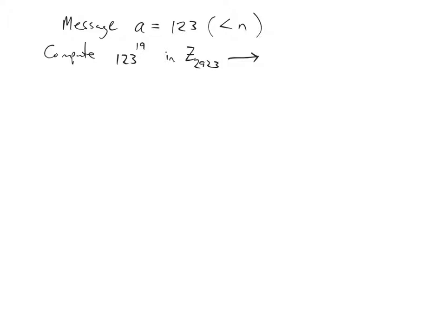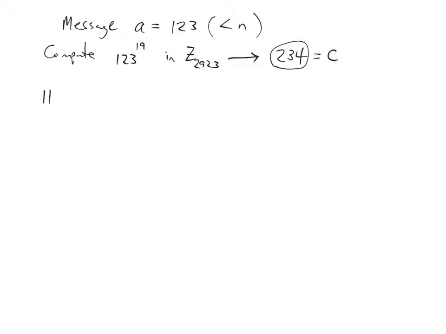So I'm just going to call run Java on the program modexp. And it wants to know A, so I put in 123. It wants to know E, so I put in 19. It wants N, so I put in 2923. And the answer finally is 234. And we call that C. Okay, so we send C off. 234 is published on the website, and everybody in the world can see it.